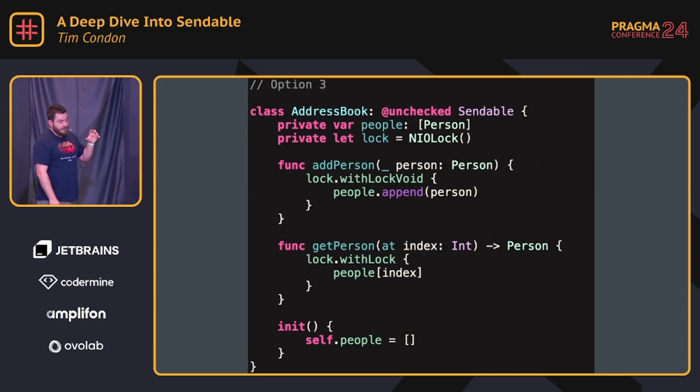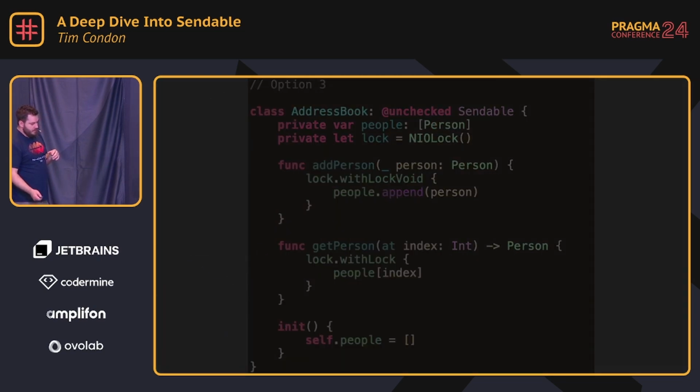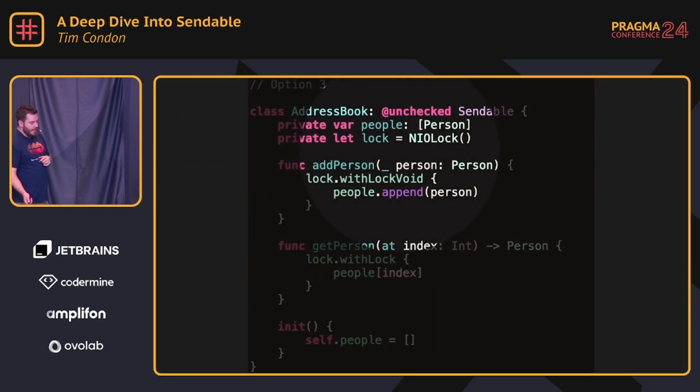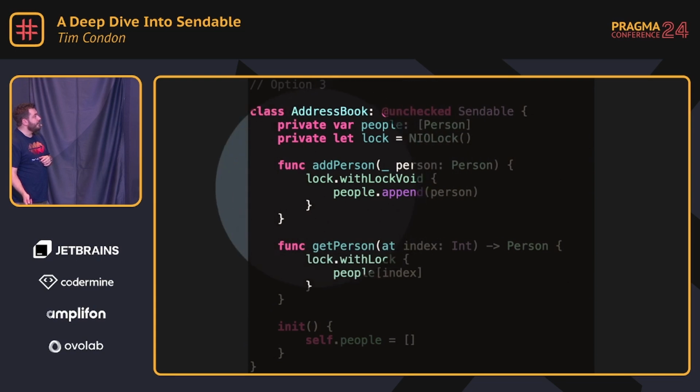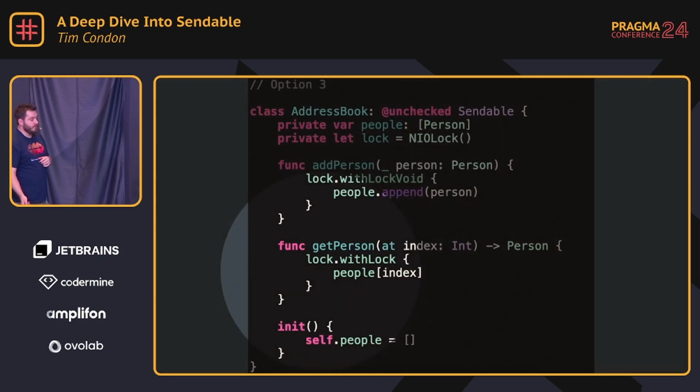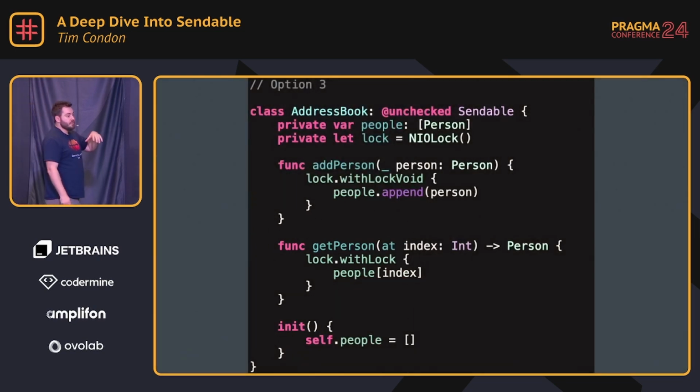Option number three is do the kind of actor synchronization stuff manually. So in this instance, there we go, I have a lock. And then every access to the person array is done via the lock. And this ensures that when you're doing stuff concurrently, any access to that people array can't be unsafe because I'm handling the lock myself. And then because I'm doing this locking and the synchronization myself, I can use @unchecked Sendable.